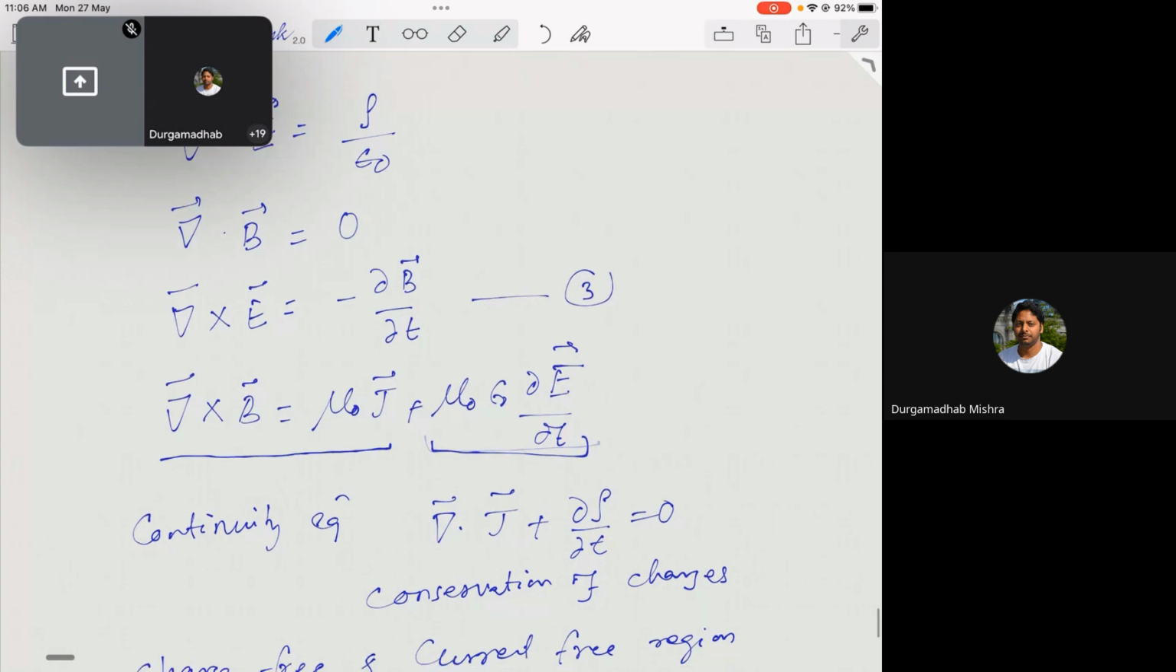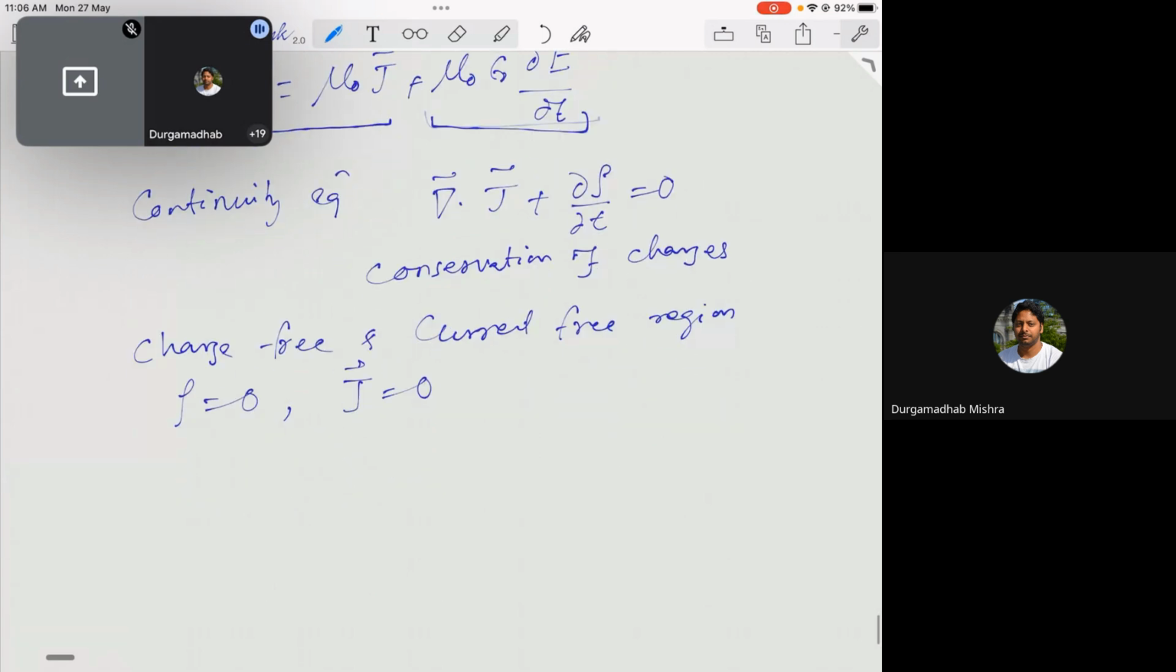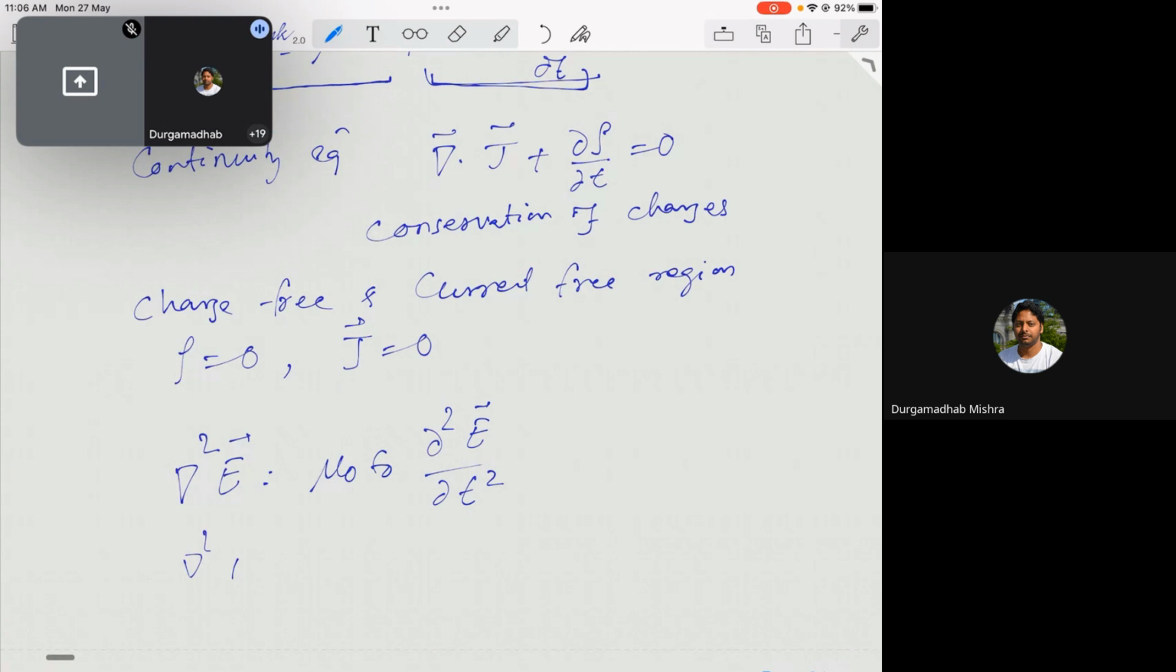Now if you take the curl of one of these equations, the third or fourth, what you will get is del square E equal to mu naught epsilon naught del square E by del t square. Similarly for B you can write del square B by del t square, which represents an electromagnetic wave equation. So this is from just simple electromagnetism.